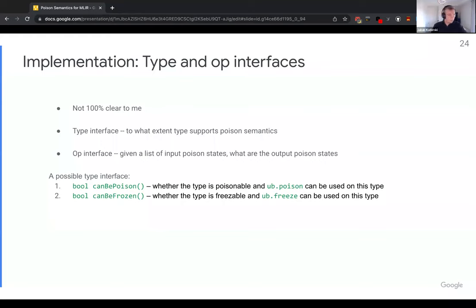I don't know. I would need to think about this. So maybe, if you want to talk about it, we can continue offline on the IRC thread. I don't have a good example right now.